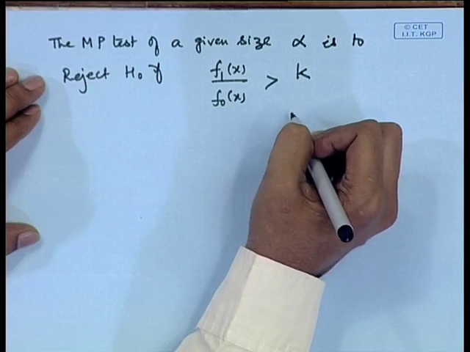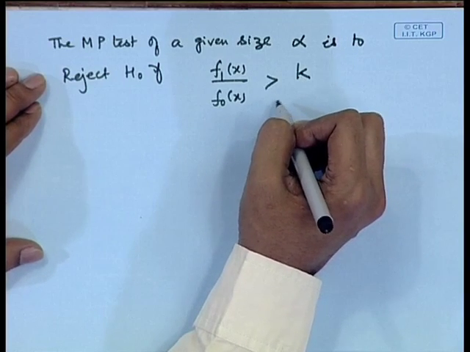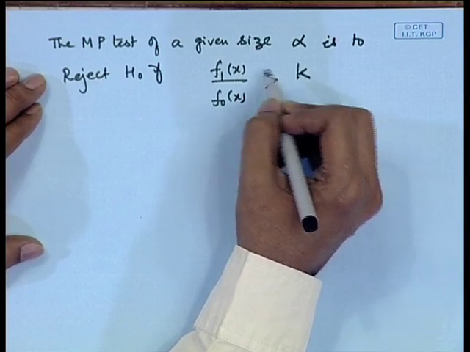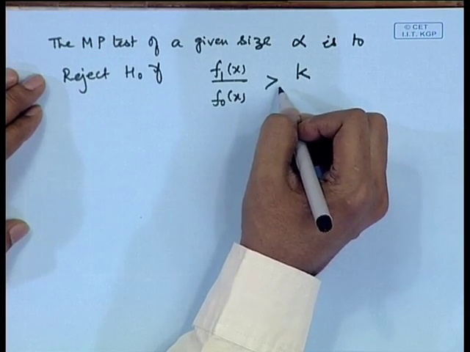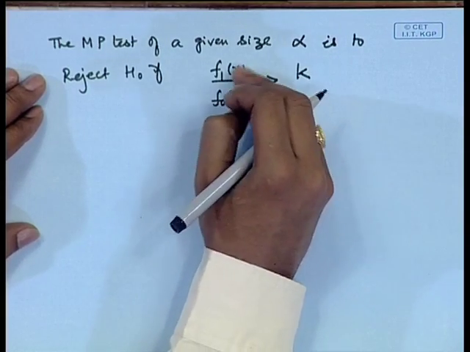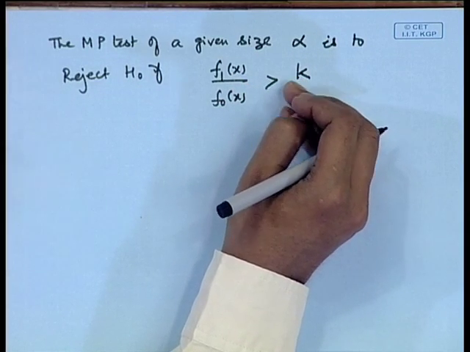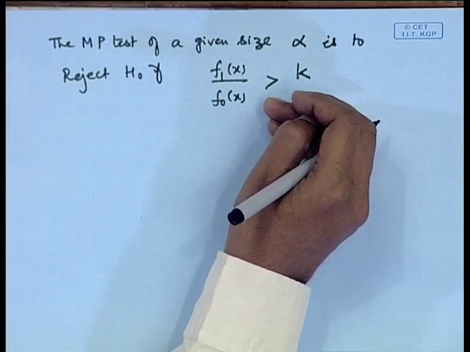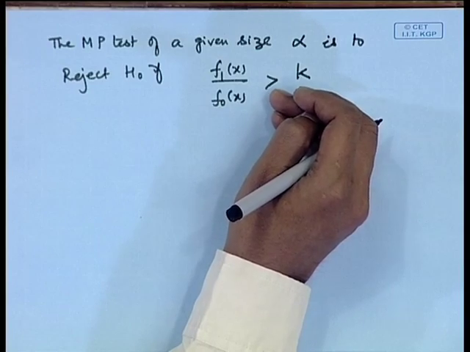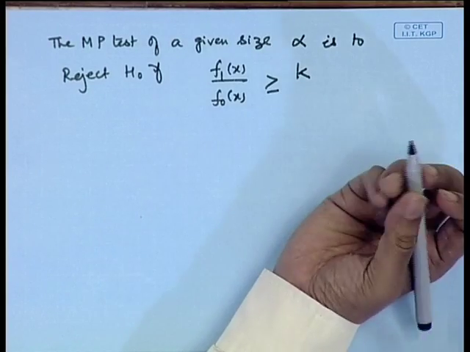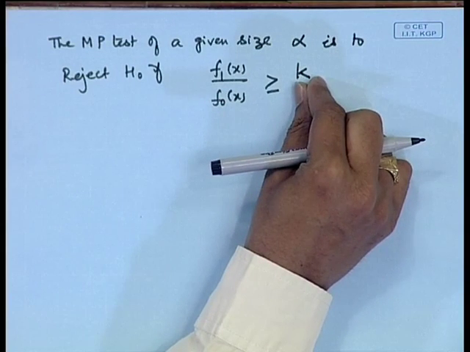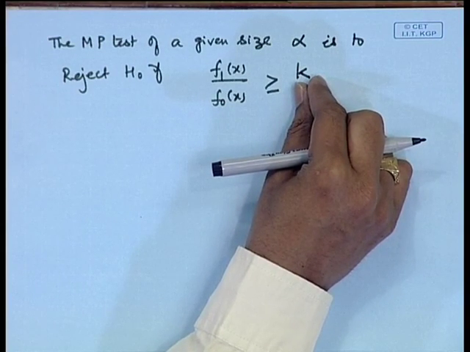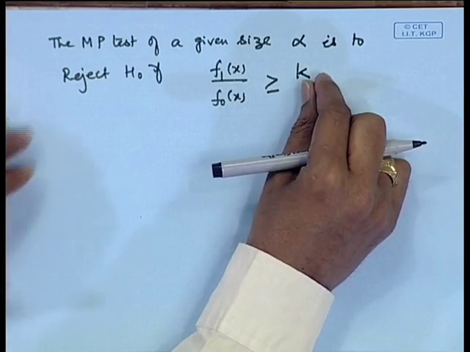Since it is a continuous distribution, we will be able to achieve the exact level alpha by a non randomized test itself. So, we need not put gamma here for f 1 x by f naught x equal to k. We may just consider f 1 by f naught greater than k or greater than or equal to k, it does not make any difference here, because the probability of the equality will be equal to 0 for the case of a continuous random variable.